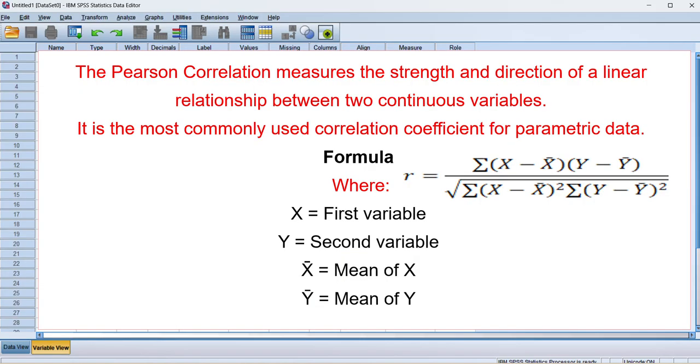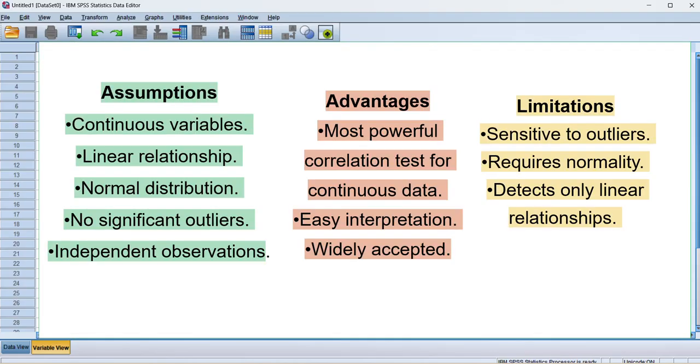Pearson correlation. The Pearson product moment correlation measures the strength and the direction of a linear relationship between two continuous variables. Keep in mind, continuous variables should be there. It is the most commonly used correlation coefficient for parametric data type. Before proceeding further, there are certain assumptions, advantages, and limitations of Pearson correlation. Assumptions for Pearson correlations are: the data should be continuous in nature, there should be a linear relationship, and the distribution should be normal. No significant outliers should be there in data, and the observations must be independent.